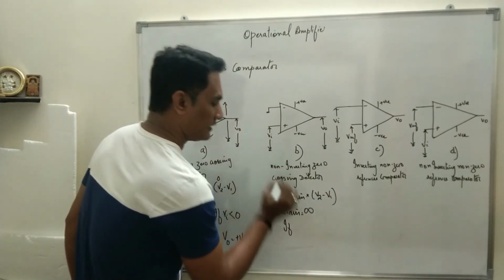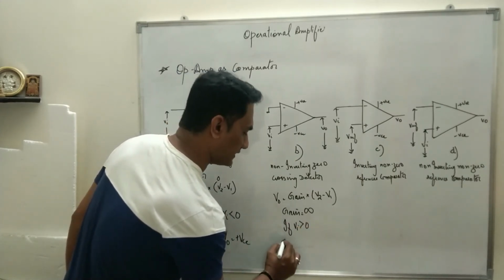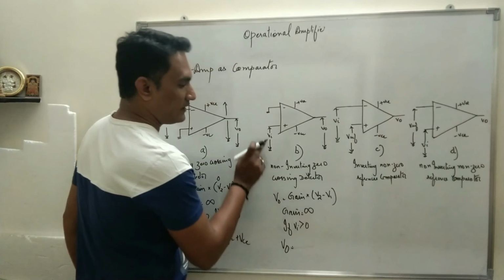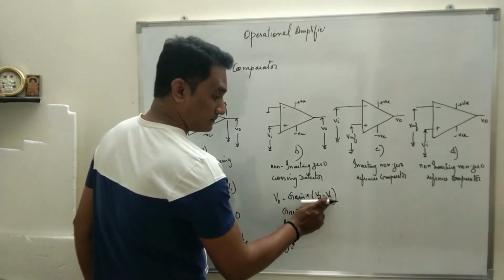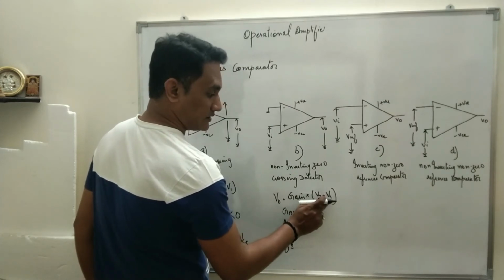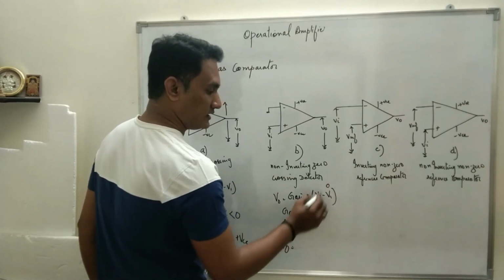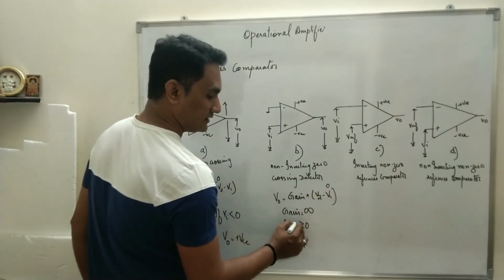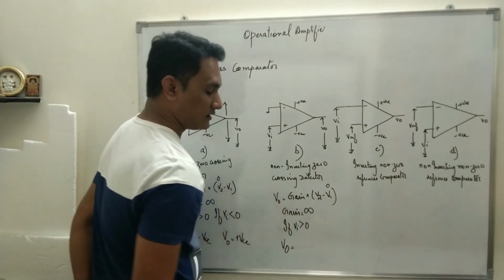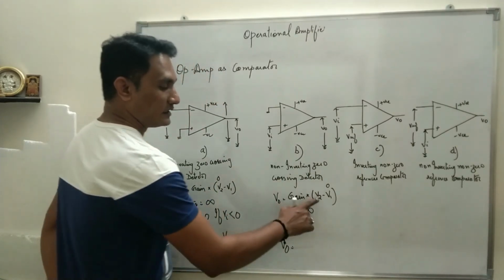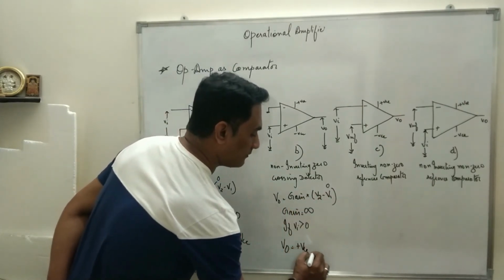if here we say Vi is greater than 0. Now what happens? Vi is applied to the non-inverting terminal. That means V2 is greater than V1. V1 is ground, so the potential is 0, and V2, the potential applied at V2, is Vi, and we have considered Vi to be greater than 0. So if it is greater than 0, the difference will be positive and V0 will be plus VCC.